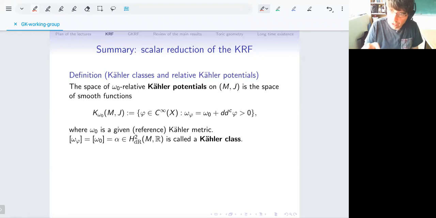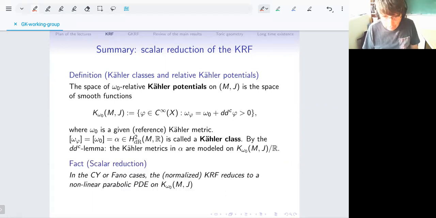This results actually by the ddbar lemma from the notion of a Kähler class. The notion of a Kähler class is just a de Rham class which contains Kähler forms, and if you have two Kähler forms in the same de Rham class, it's necessarily given by such a Kähler potential. So these were the two main underlying ingredients that allow the reduction of the flow to a scalar PDE.